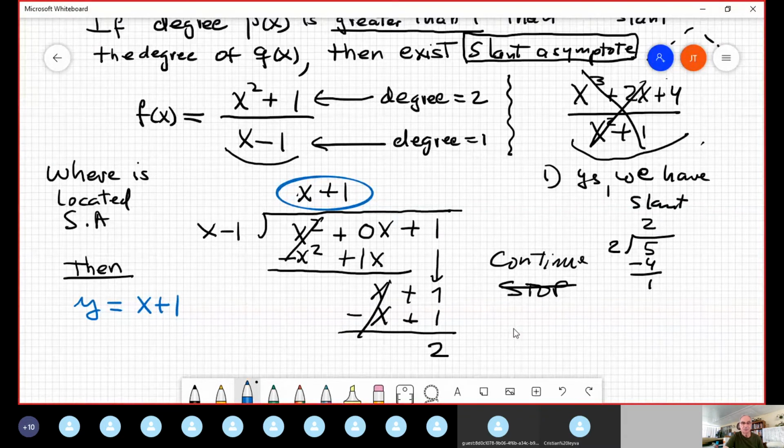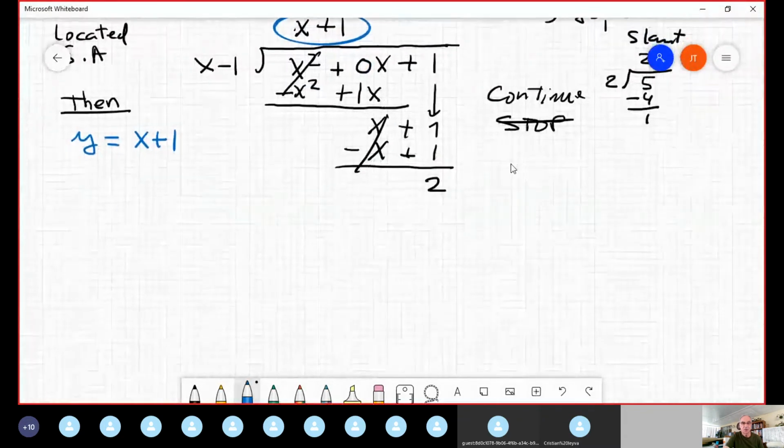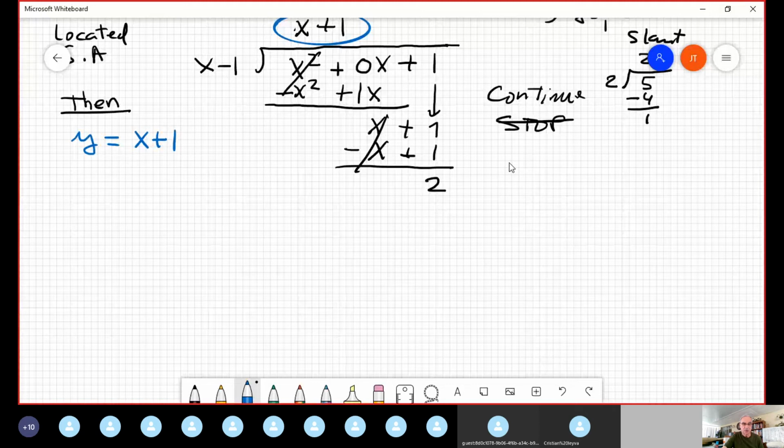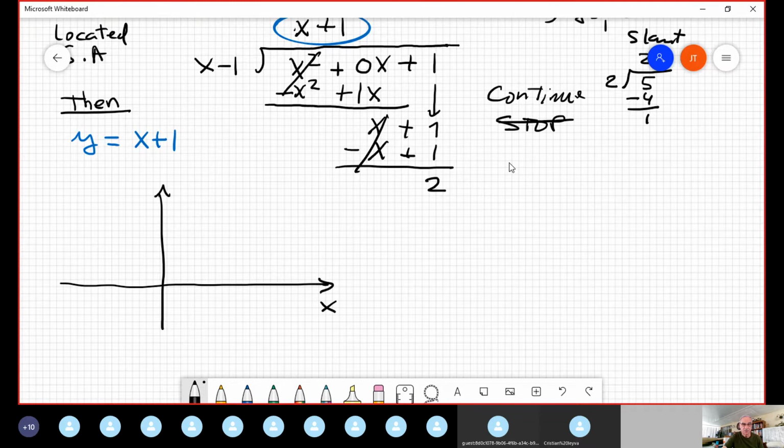And you plot that. How do you plot it? I don't care about the rest. When you are doing the rectangular coordinate system, this is x, this is y. You plot that line: the y-intercept is 1. I know that my line passes through this point and the slope is 1, rise over run, and this is my slant asymptote.